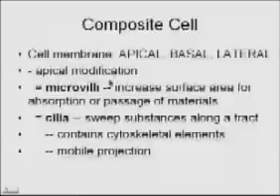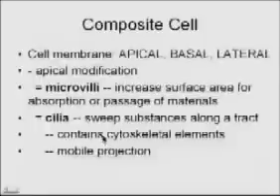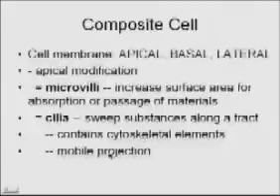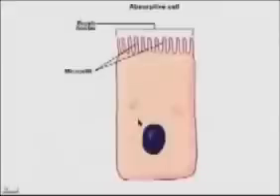There can be apical modifications. We saw that on the previous composite cell, like microvilli, to increase the surface area for absorption or passage of materials. They can be ciliated, so they sweep substances along a track. The membrane contains cytoskeletal elements. We saw that already, attachments of them at least. The cilia do contain the cytoskeletal elements for movement. It is a mobile or motile projection.